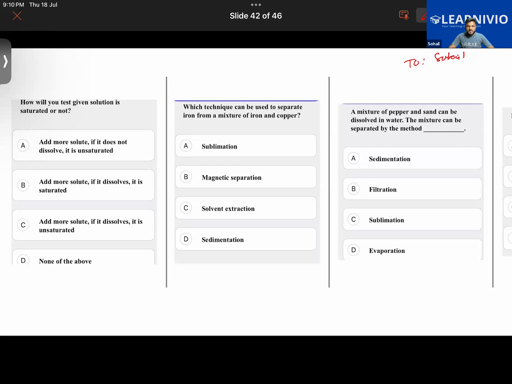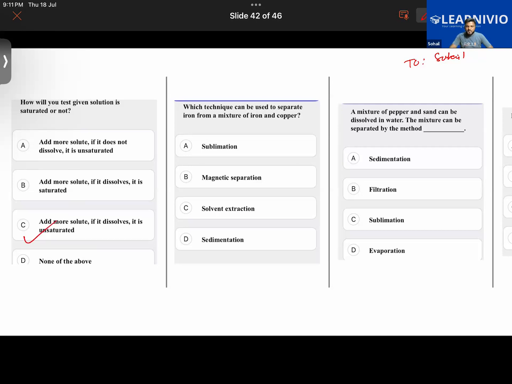Okay, let me just clear the answer for the first two questions. So how will you test whether a given solution is saturated or not? If it is able to dissolve more solute, it means that at that time it is not concentrated. So when you add more solid, if it dissolves, then it means that it is unsaturated. Getting it now? Yes, sir.